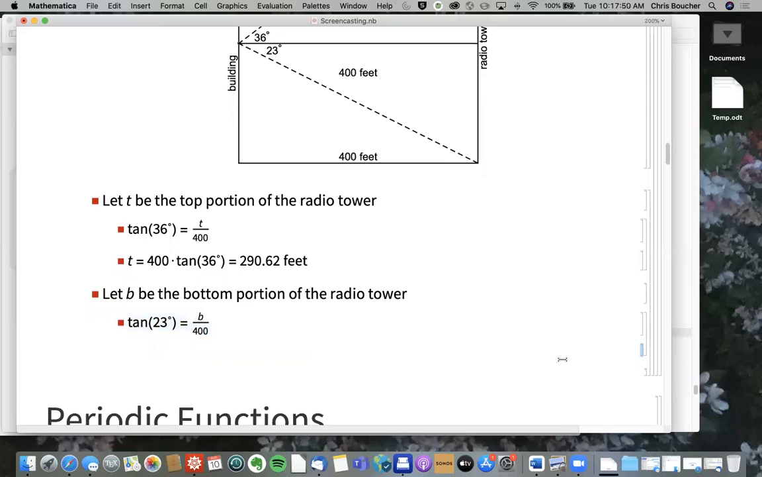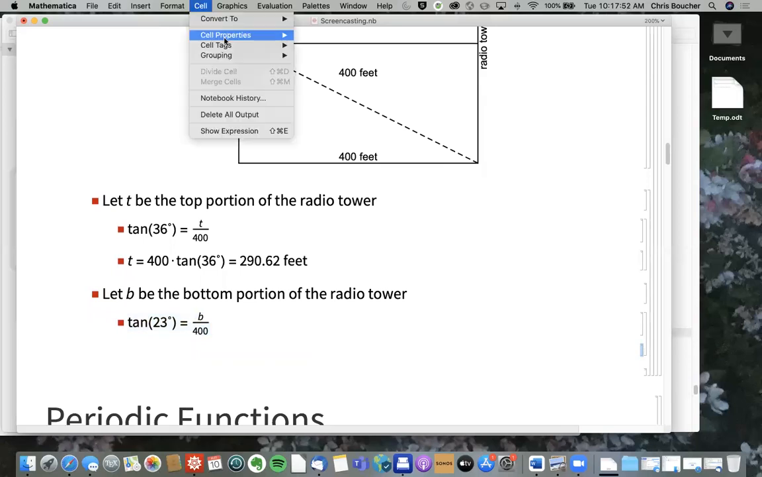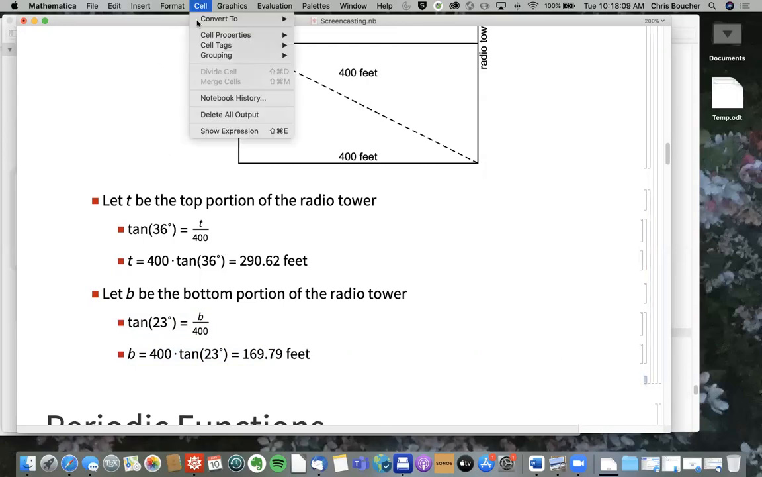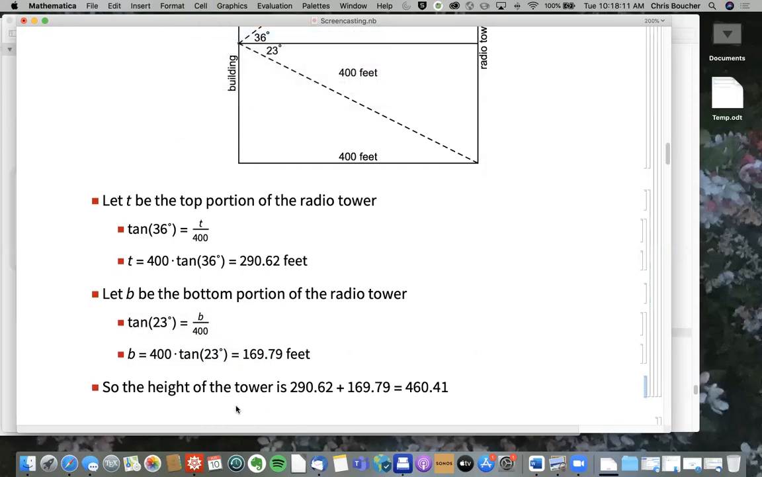So I'll multiply both sides by 400 to get my value of B. There we go. Right, and use my calculator, and I come out with this. And again, that's in feet. Okay, well, I'm basically done, right? I know how tall the top part is. I know how tall the bottom part is. I just have to put them together to answer the question and figure out how tall the tower is. And the height of the tower comes out to be this, right? 290.6 plus 169.79.